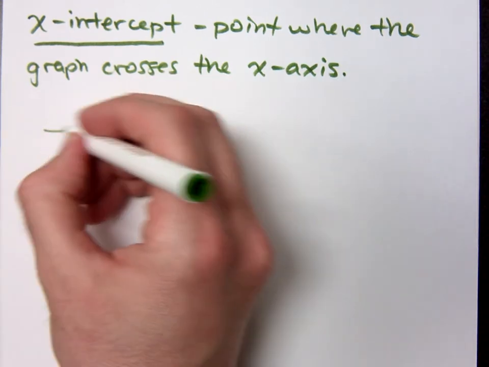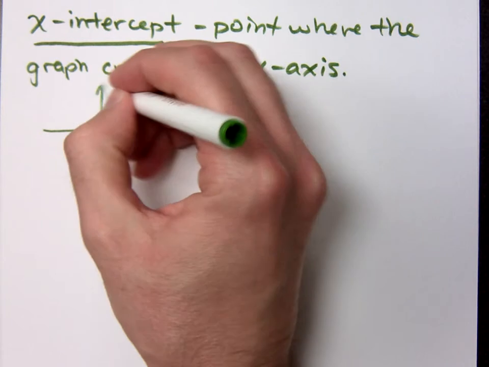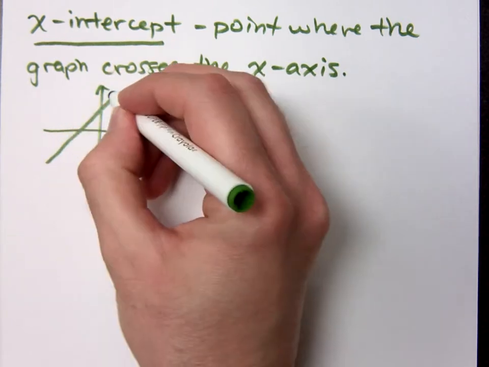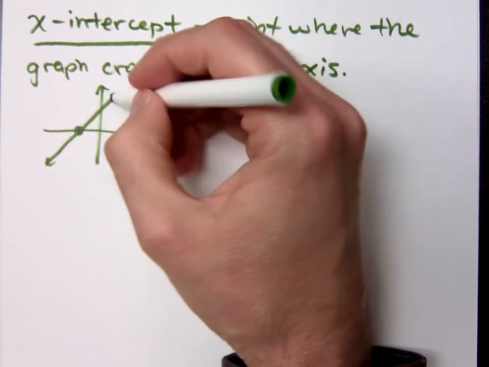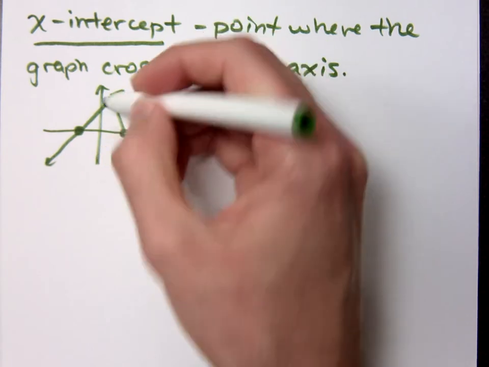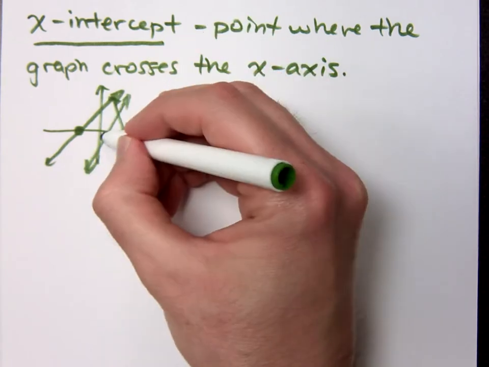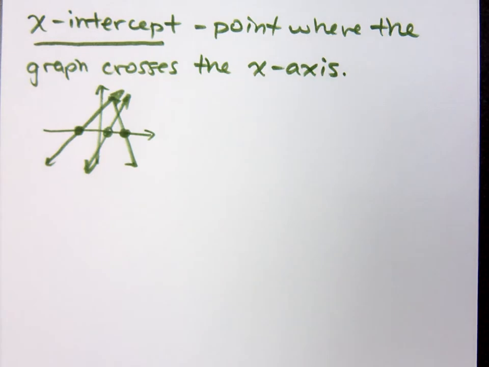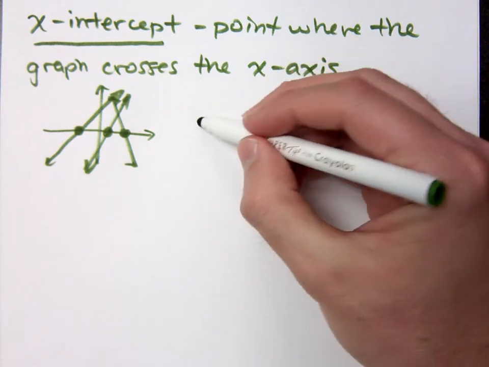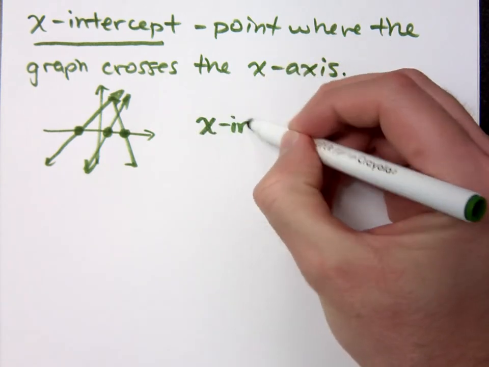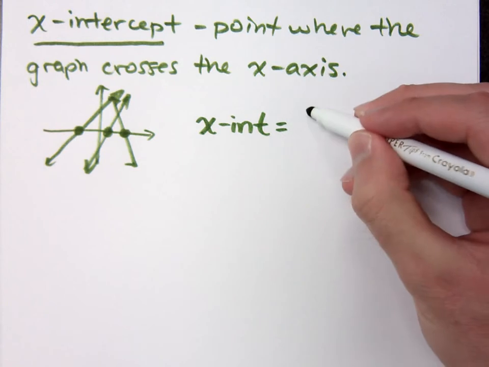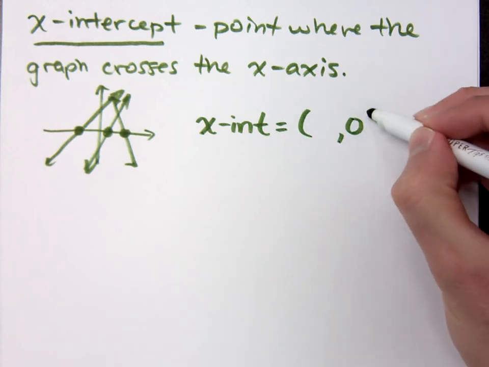So if I were to just loosely draw one of these guys, here's a line right here, here's a line right here, all these guys crossing the x-axis at different points. But there's something that all of these x-intercepts have in common. What does every x-intercept have in common? The y is zero. The x is not the same for these guys. The y value is the same though, right?